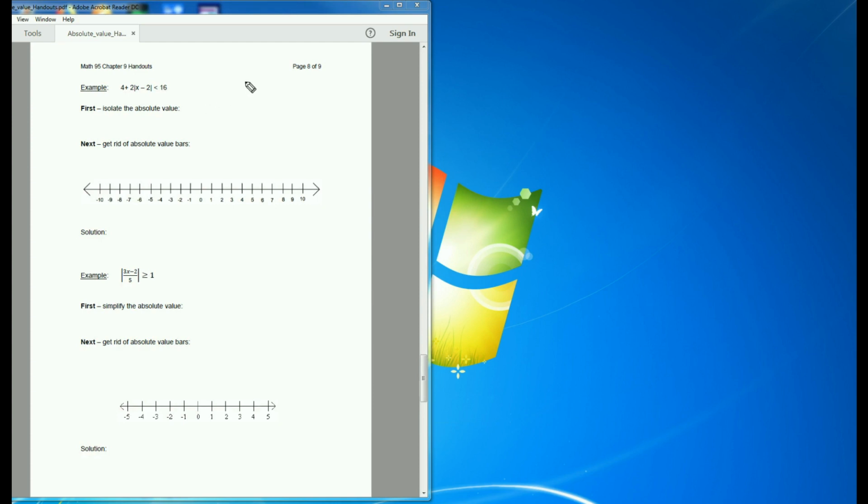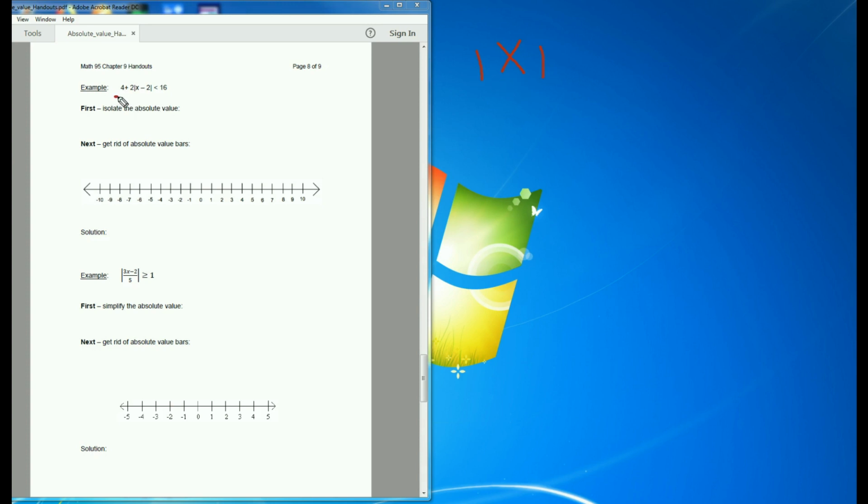All right, so first example, 4 plus 2 times the absolute value of x minus 2 less than 16. Okay. Now, first of all and always, the first thing you want to do is isolate the absolute value. You always want to have just absolute value of some stuff, whatever, then your inequality, then your number. That's all you want to have is just absolute value.